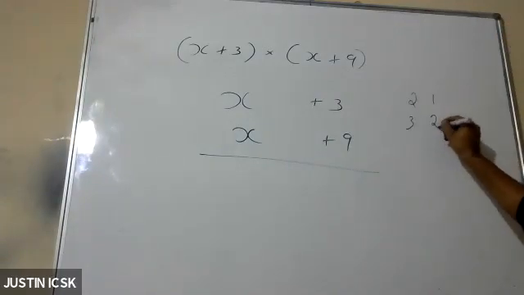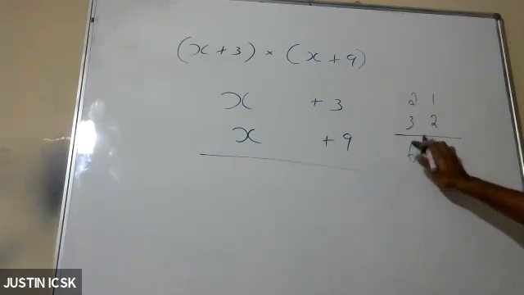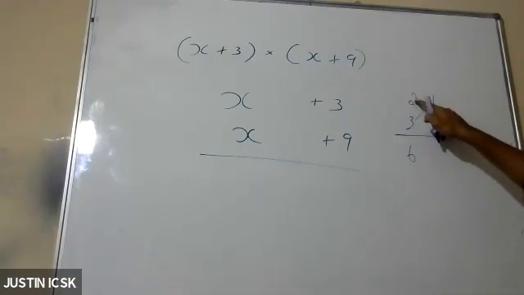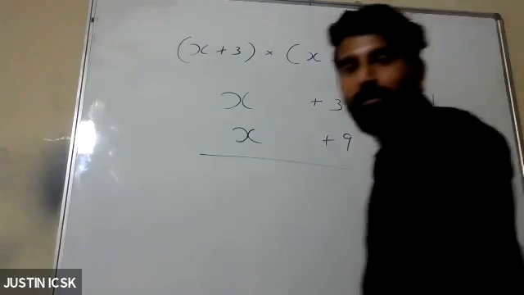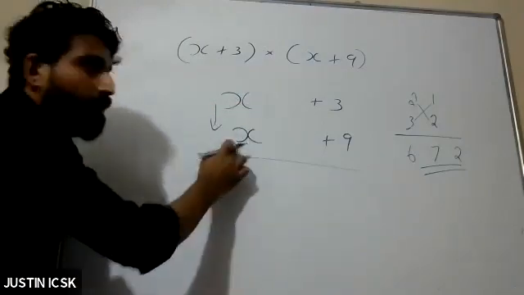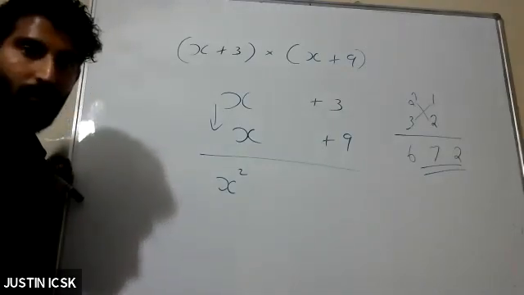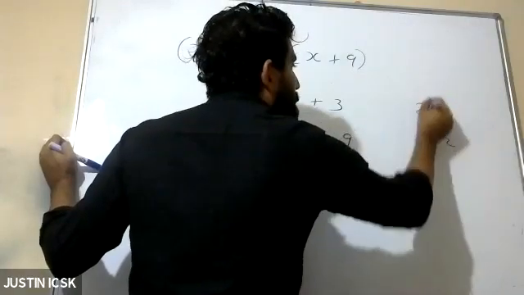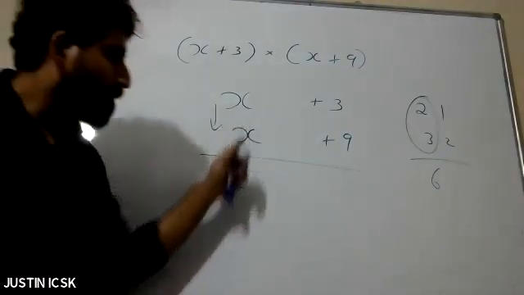21 into 32. What you are doing first, we will multiply 2 into 3, right? We will get 6. Then you do cross multiply. 3 ones are 3, 2 twos are 4, 4 plus 3 is 7, then 1 twos are 2. Remember that method, right? 672. Criss-cross method. First we will multiply straight. This multiplication, x into x, x square. First step.